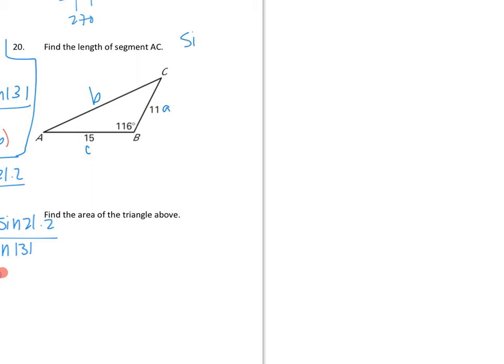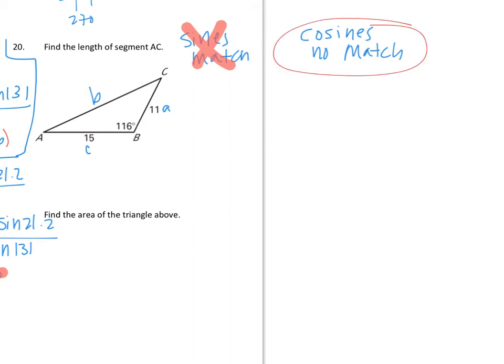So deciding between sines and cosines: do we have a match of an angle and a letter? Cosines is when we have no match. Looking at it, I don't have B and B, I don't have A and A, and I don't have C and C. I don't have any pairs where I know both the angle and the side. So I cannot do sines. I have to do cosines.